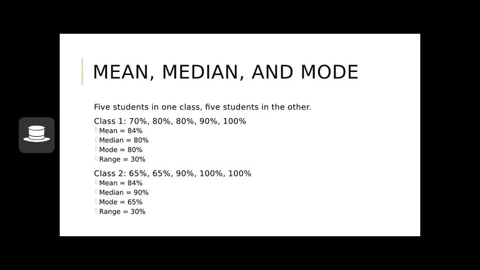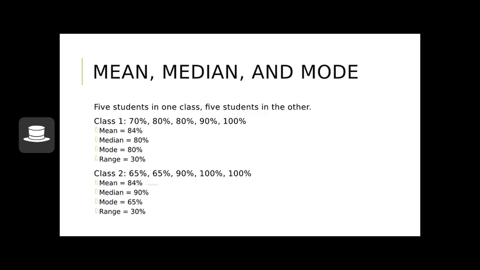Now, if I want to say that both classes did equally well, all I could do is just point to the mean because both have a mean score of 84%. If you want to do the math real quick, you can go do that. Go click clack in your little calculators, right?